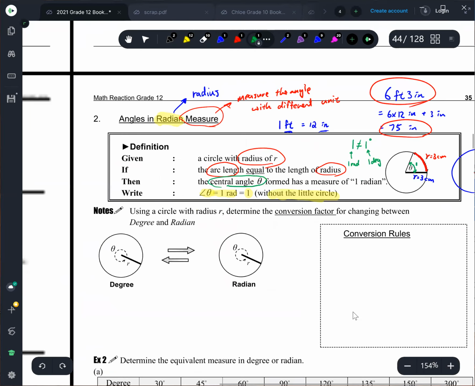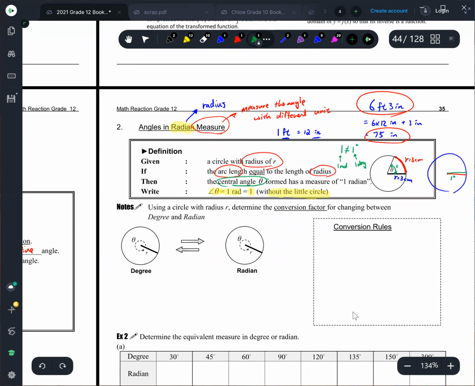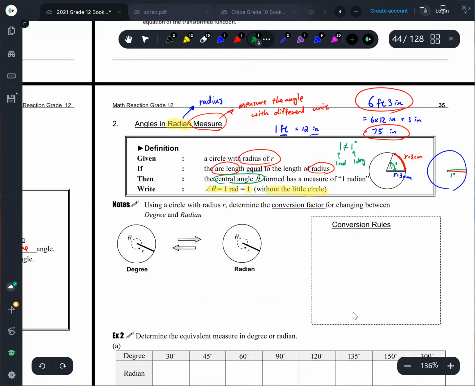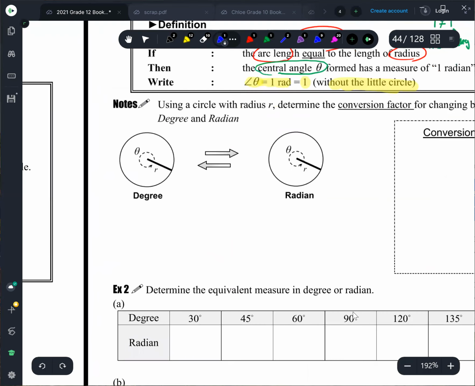So we need to connect them. Okay, think about how they relate, just like we know 1 foot is 12 inch. So here we have 2 pictures here. The left side is for degree, right side is for radian. Okay, so for a full circle, for degree, we know full circle is 360 degree. Okay, so write it down. Full circle.